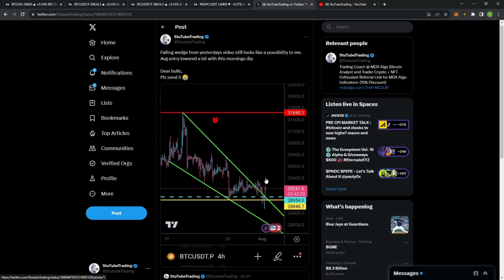Actually, I was talking about this wedge last week quite a bit. The bigger 4 hour wedge there, we did get a nice breakout. We did hit above 30,000, so that was beautiful.